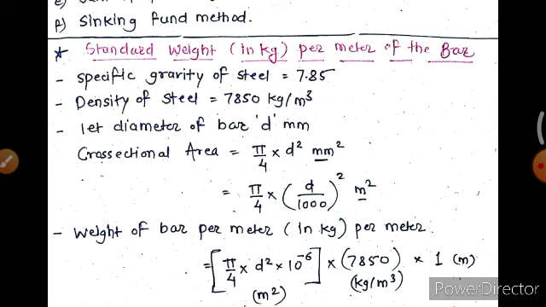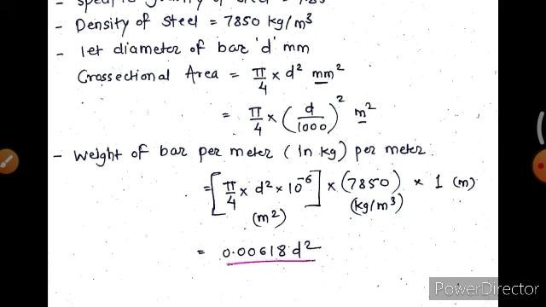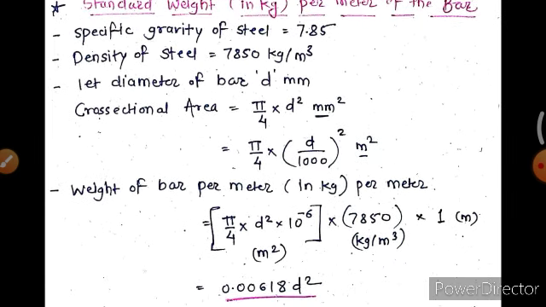If we convert it into meter square, then pi by 4 into (d by 1000) whole square in meter square. So the weight of bar per meter run in kg will be equal to the cross-sectional area of the bar, which is pi by 4 into d square into 10 raised to minus 6, multiplied by density of bar multiplied by 1 meter length. So we get the value of 0.00618 times d square. Friends, 2 to 3 questions have been asked on this data before as well.